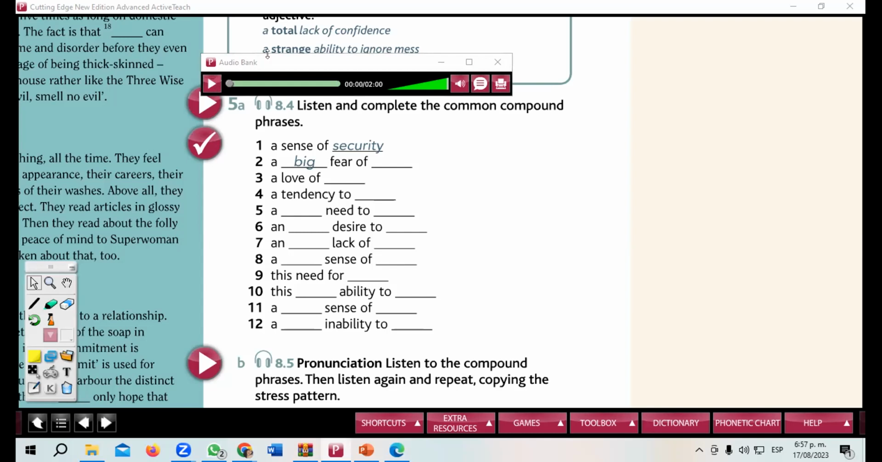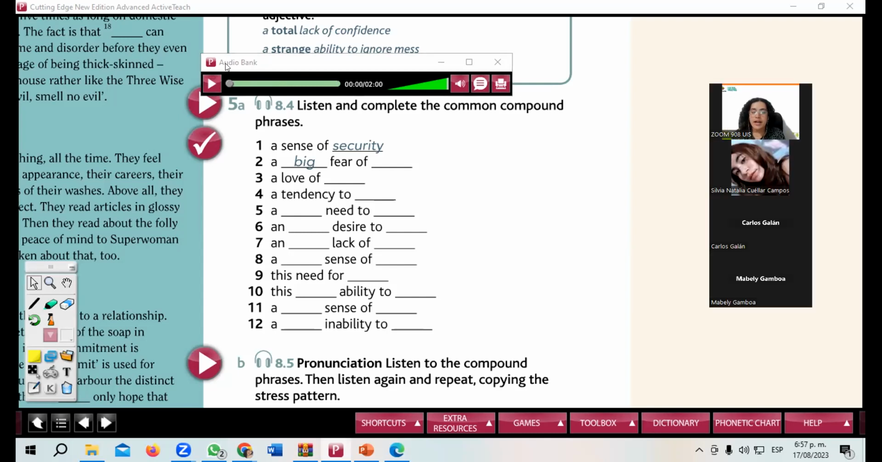Okay, let's listen a second time. I will stop a little bit after each sentence, okay? We're going to listen to that again. And then after we finish the recording, we will share the answers. We will correct the answers together. So I will stop for a little bit after each sentence.